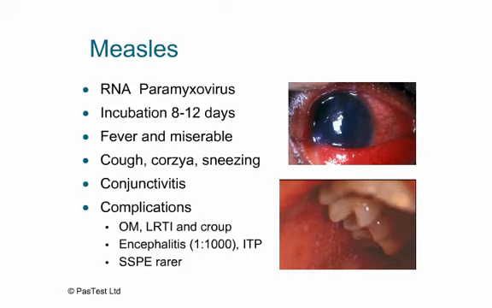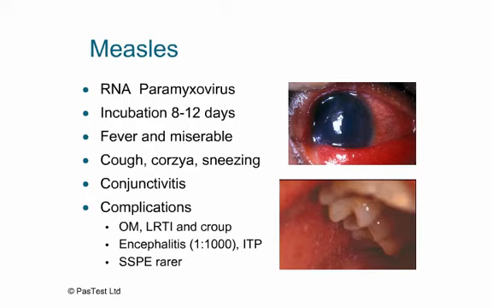They classically have a conjunctivitis, as shown in this picture, and the characteristic Koplik spots, which are not usually found, often appear a couple of days later. These white plaques are shown in this photo here. Complications from measles are relatively common. The most common one is otitis media, followed by a lower respiratory tract infection.